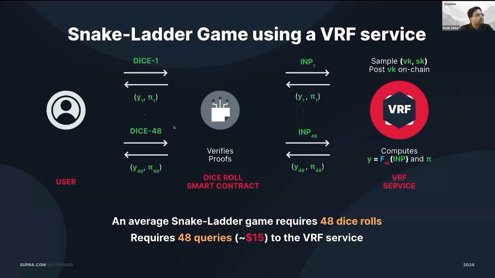So for each die roll, the user has to query the VRF service, 48 times in total. Because you want the first die to be valid, only then will you proceed to the second one and the third one, and so on. So this is very expensive because you have to incur the server latency for 48 queries. And also you need to incur the gas cost of verifying all these 48 proofs. Concretely, this turns out to be almost a $15 cost in terms of gas, and it requires 48 queries to the VRF service.